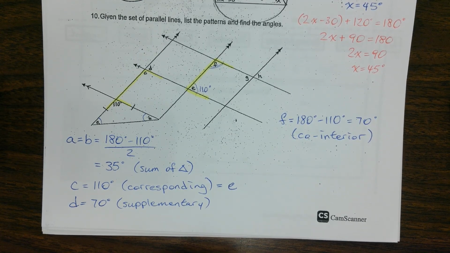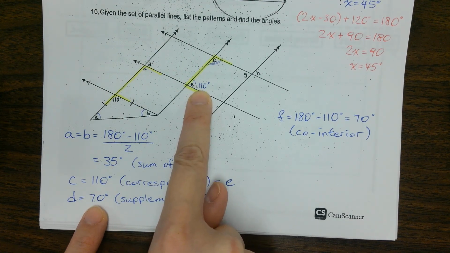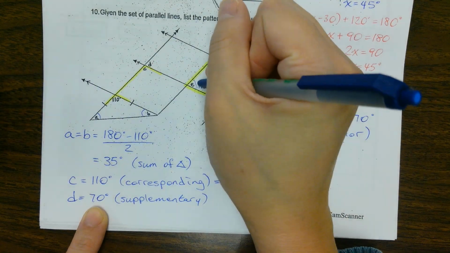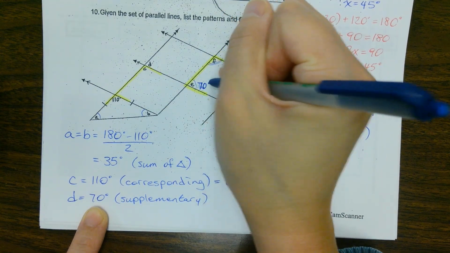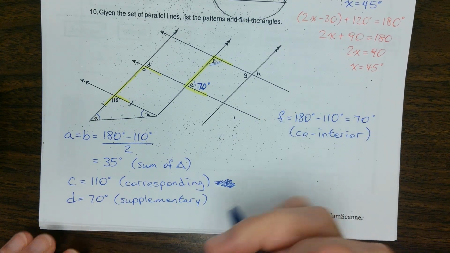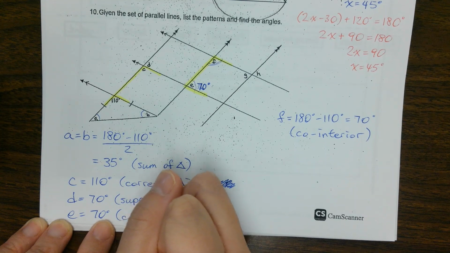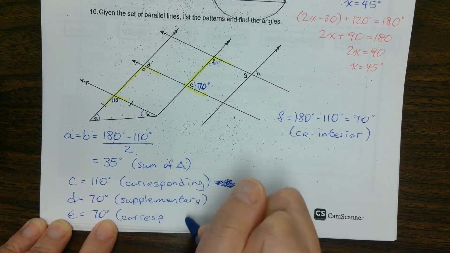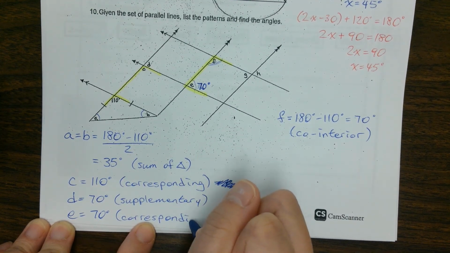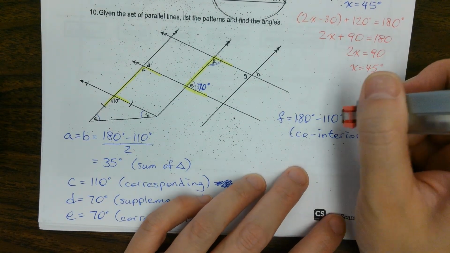Why is E 110? It's not. You're right. I wrote the other way. D is 70. It's supposed to be 70. E is 70 because of corresponding. And so that changes my answer for F as well. Yeah, so it's the other way.